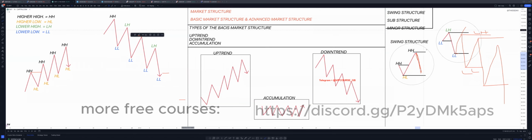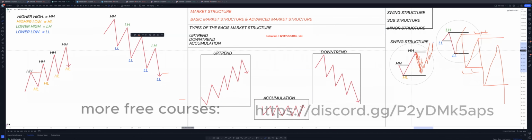So the substructure basically is this retracement, right? Then the minor structure is the continuation. The substructure is this retracement here. The minor structure is the continuation, which is the buy that you will take.